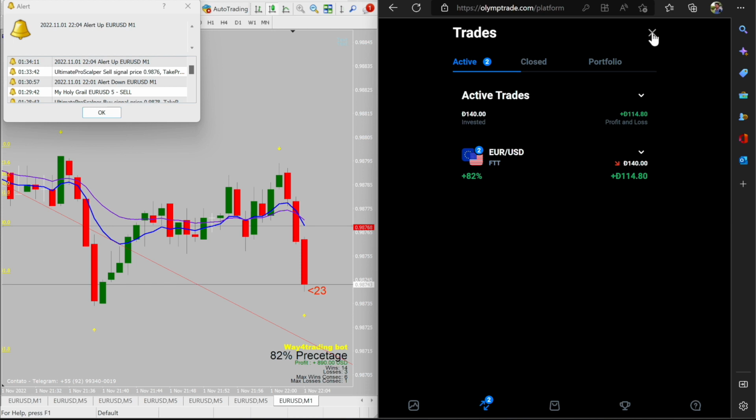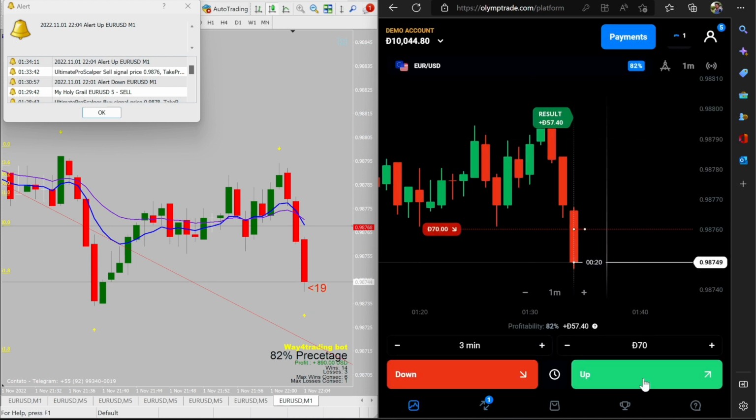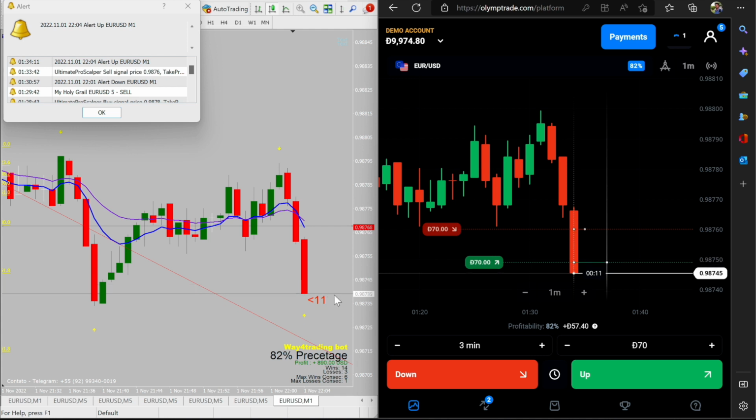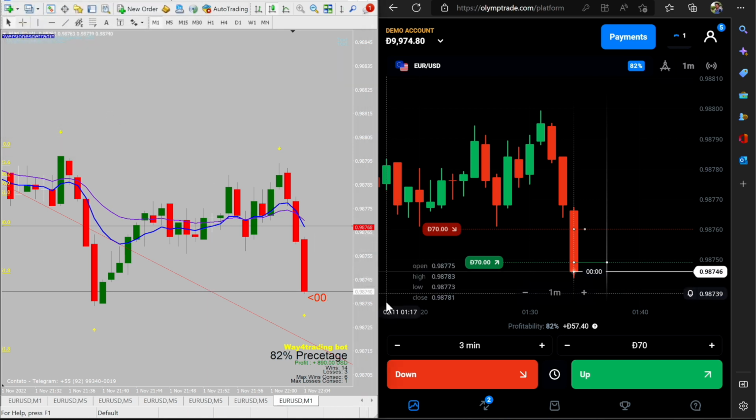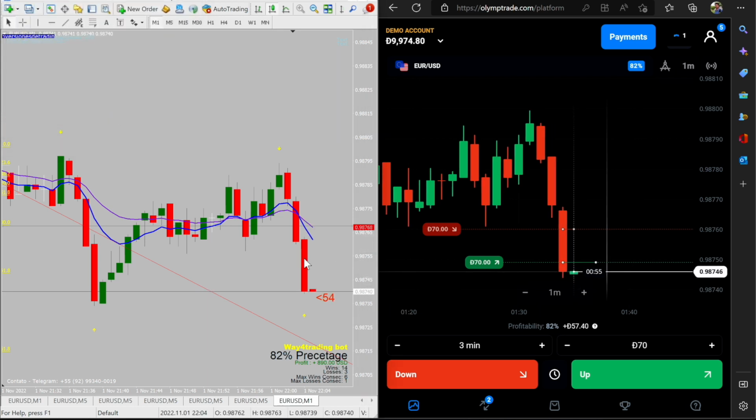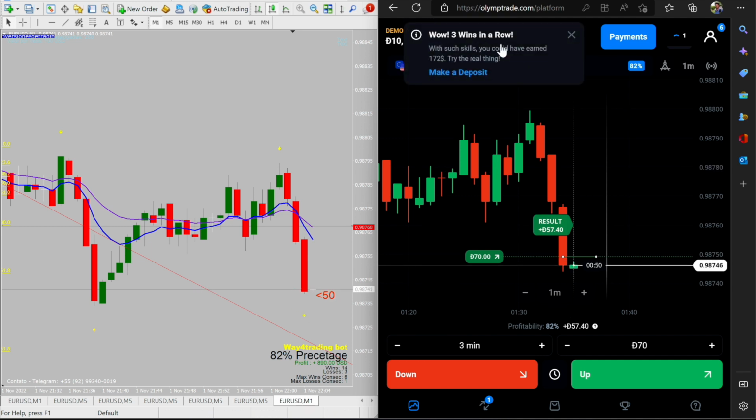We are placing a trade here. We got a buy arrow here, so we are placing a trade here. Let's wait for results.